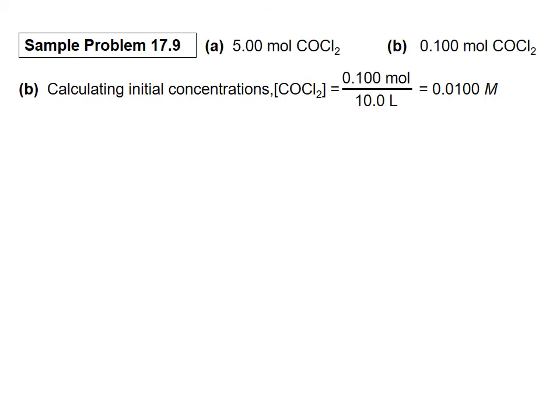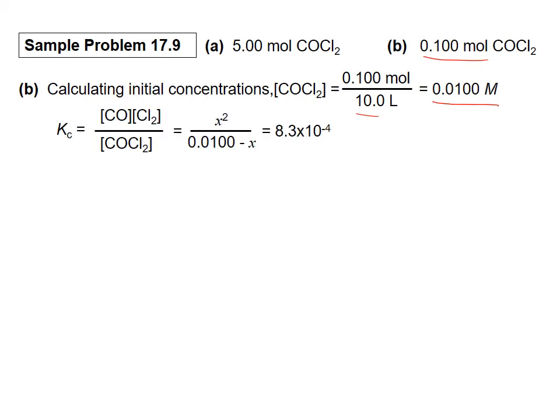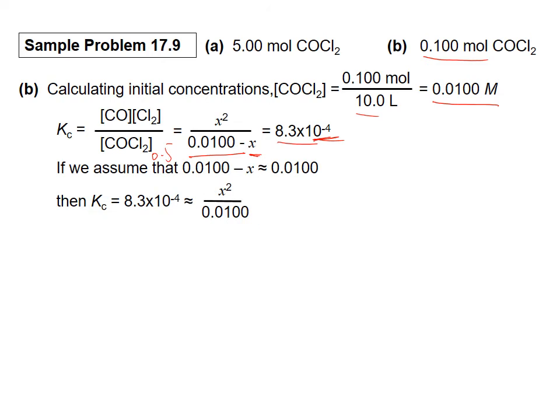In question B, the added number of moles for reactant is 0.1 mole. So the initial concentration should be 0.1 divided by 10, which gives you 0.01 molarity. And then we write Kc equals product divided by reactant, which is x squared divided by 0.01 minus x, instead of 0.5 as in the last question, and that equals Kc. If we also assume x is so small that it can be negligible, because Kc is small, then we can have a simplified equation.